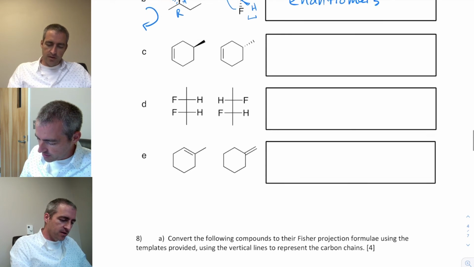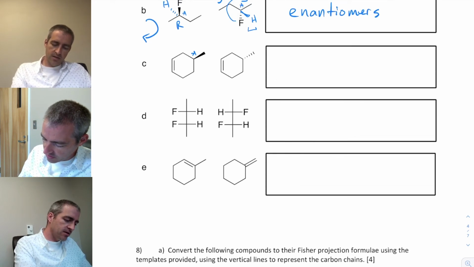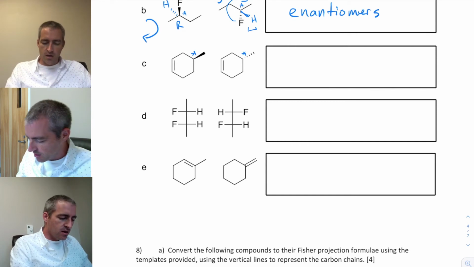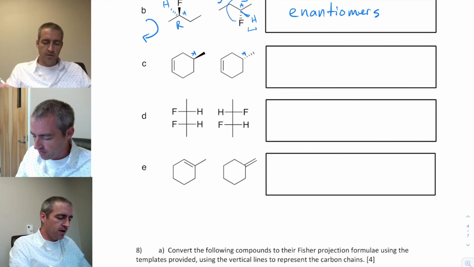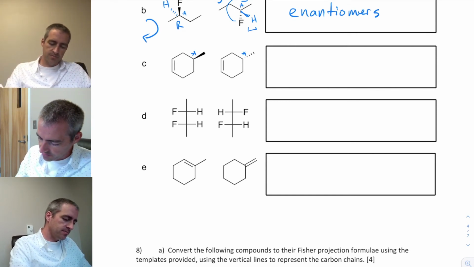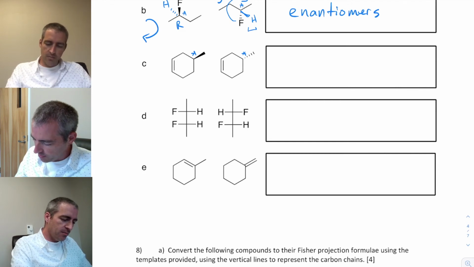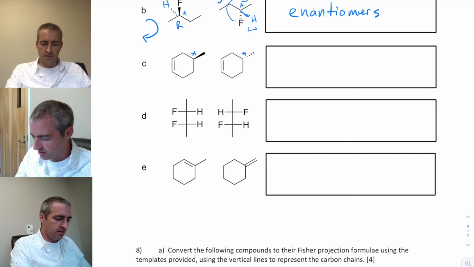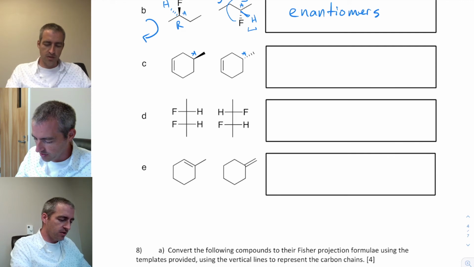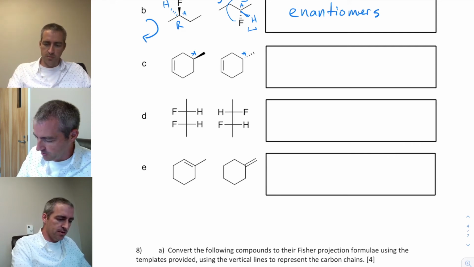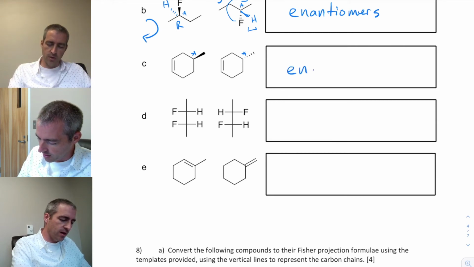Next, we have a very similar situation. We have a chiral center on a molecule that you could identify as R or S. You can tell maybe without even identifying R or S that these two will be mirror images of each other. And as non-superimposable mirror images, these are enantiomers as well.